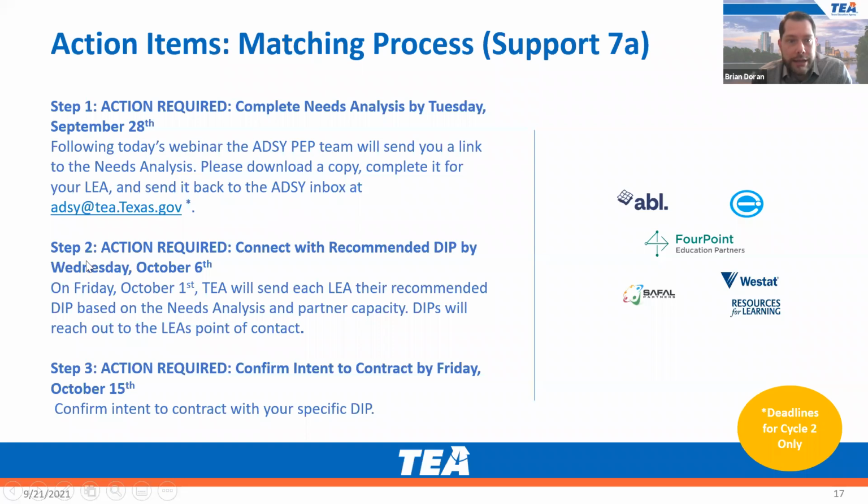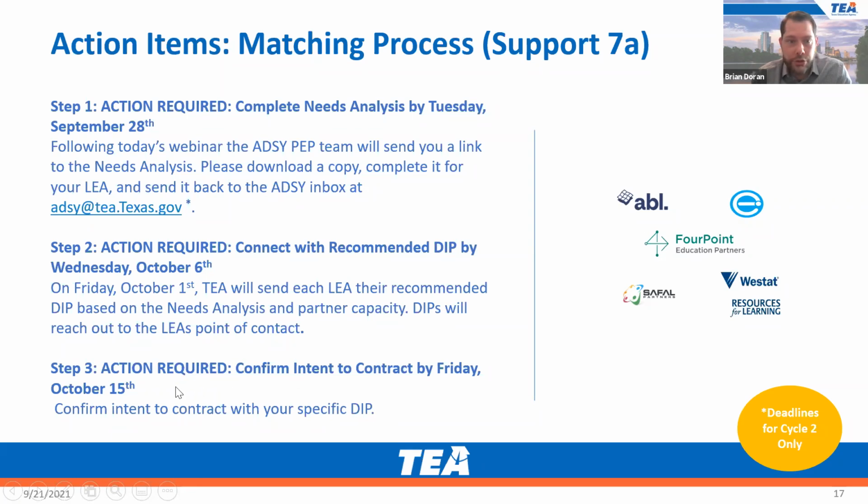And then at that point, we will take those completed needs analyses and conduct the matching process over the next couple of days. And by Friday, October 1st, we are aiming to send you your recommended design and implementation vendor. And so the follow-up action there is to connect with that design and implementation vendor and talk through what it might look like to contract with them. And finally, we are aiming for an October 15th date to confirm your intent to contract with your recommended vendor, or if there are some changes, confirming that with the TEA team and with those vendors.